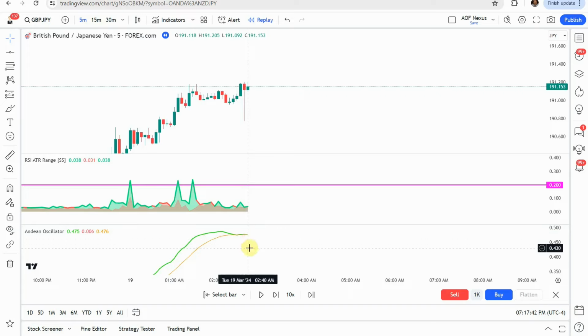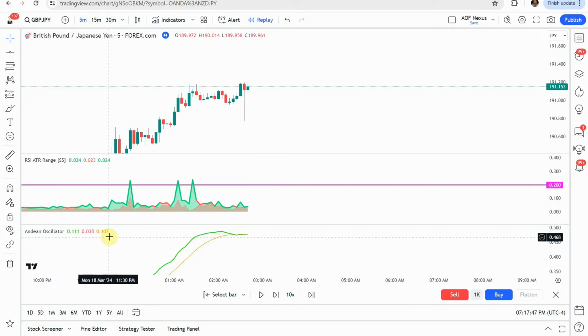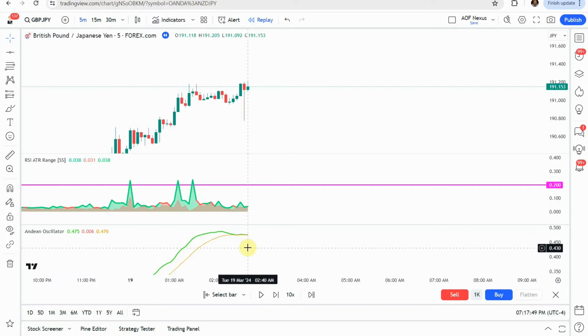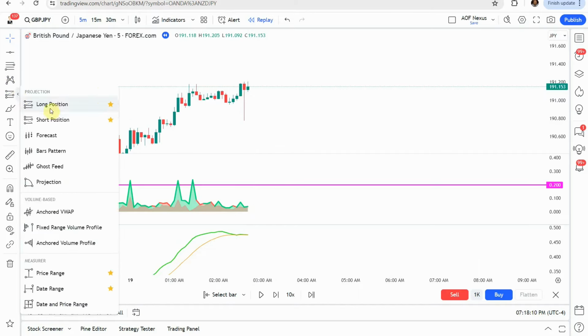Again, if I hover over this particular bar right here, you can see now the numbers above my mouse, the green line is at 0.475 and the orange line is at 0.476, meaning the orange line is slightly higher than that green line. And so it's at this point that the green line has crossed down below that orange, showing that weakness that we're looking for and a sign of reversal.